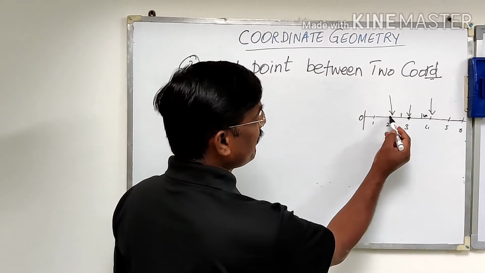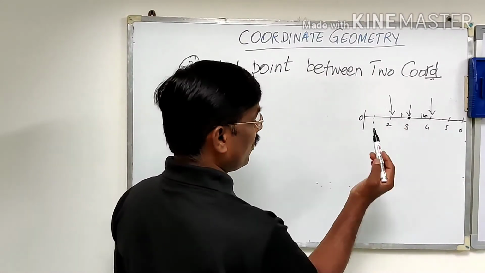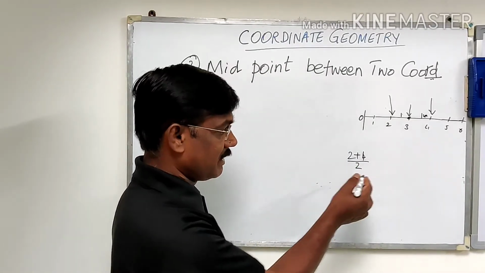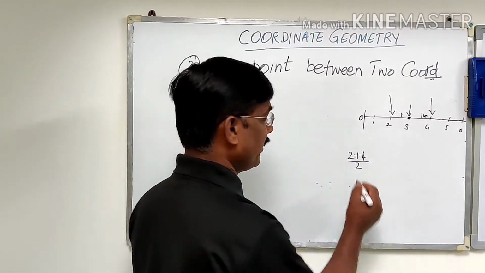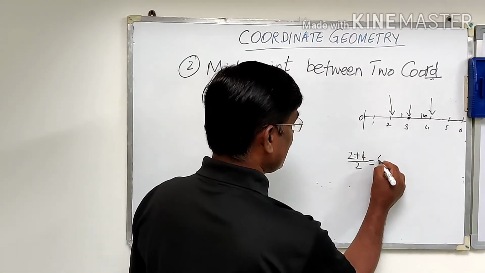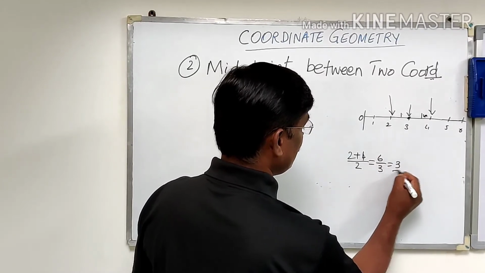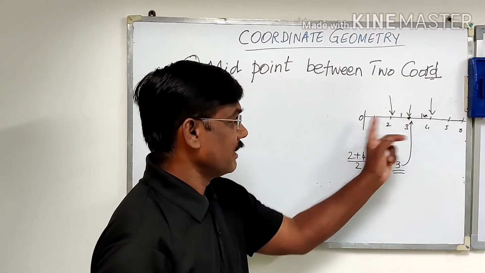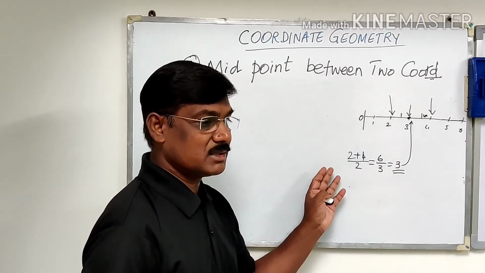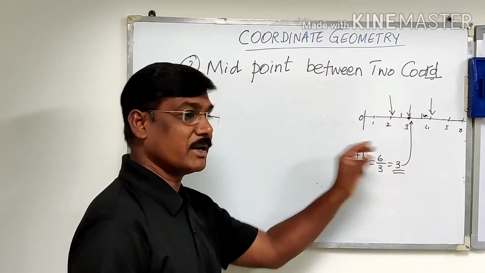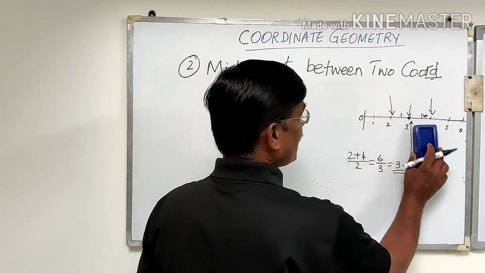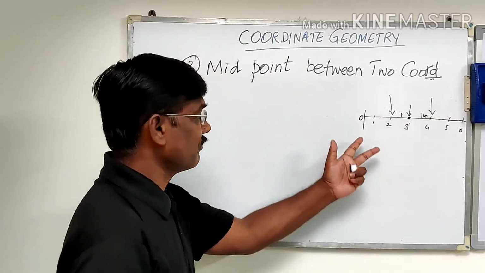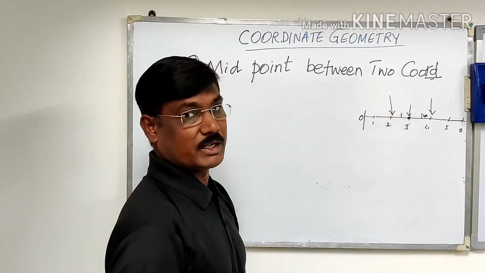Similarly, what is the midpoint between 2 and 4, that is, what is the average of 2 and 4? 2 plus 4 divided by 2, because there are only 2 numbers. In the previous example there were 4 numbers, so we divided by 4. So 6 divided by 2 is equal to 3. This 3 is nothing but the average of these 2 numbers. The average of 2 numbers is nothing but the midpoint between those 2 numbers. So there are 2 ways we can find the midpoint between 2 given points.